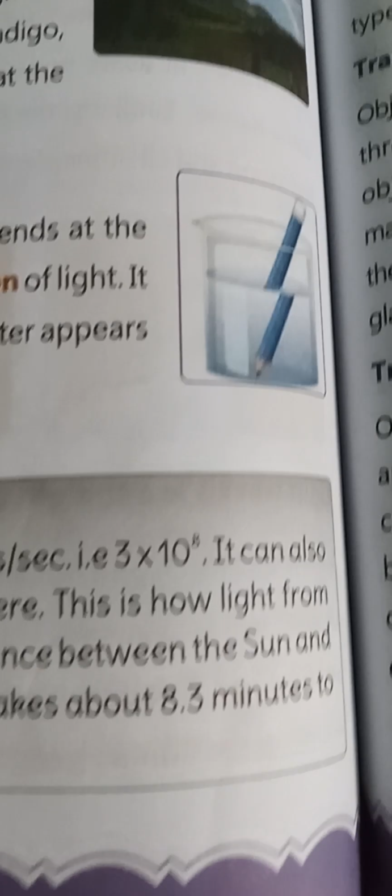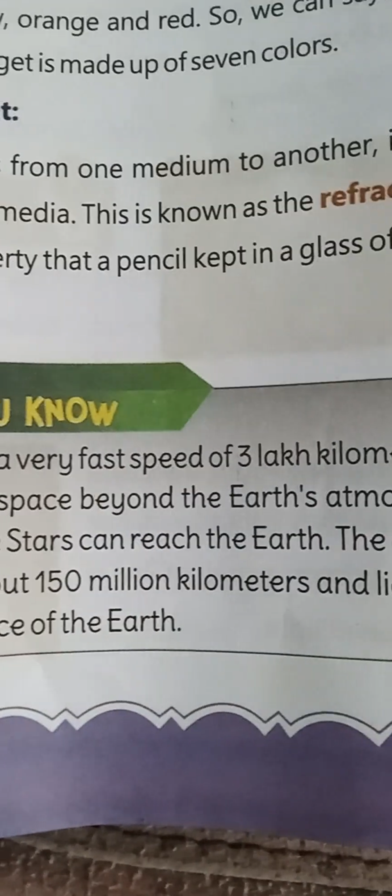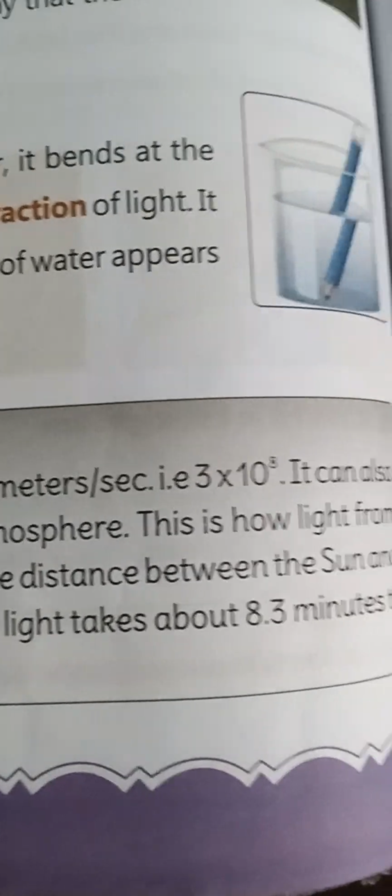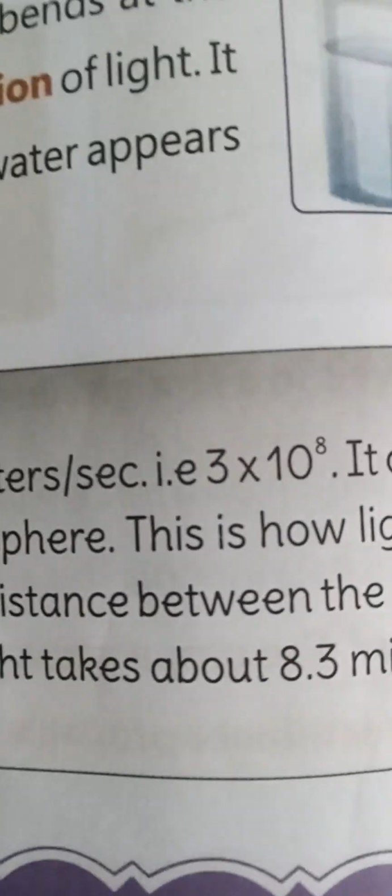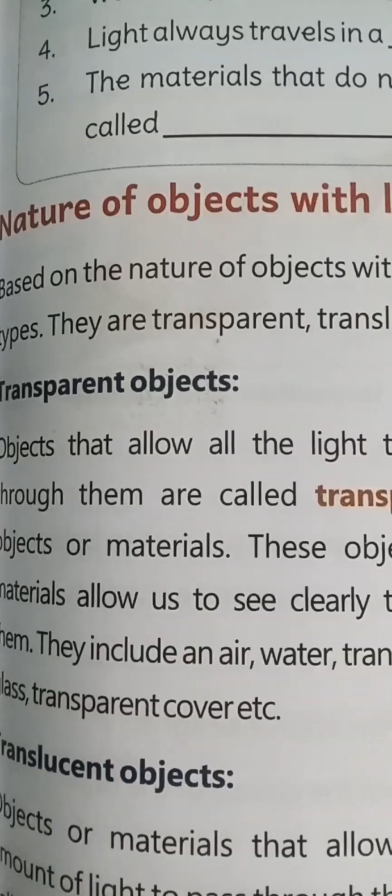That means 3 into 24 of 8. It can also travel through space beyond the Earth's atmosphere. This is how light from the sun and the stars can reach the Earth. The distance between the sun and the Earth is about 150 million kilometers, and light takes about 8.3 minutes to reach the surface of the Earth.